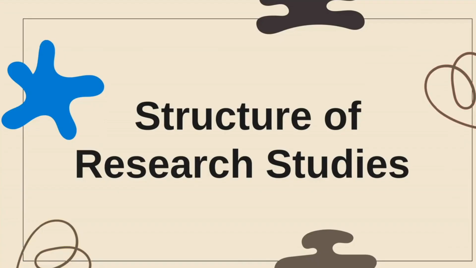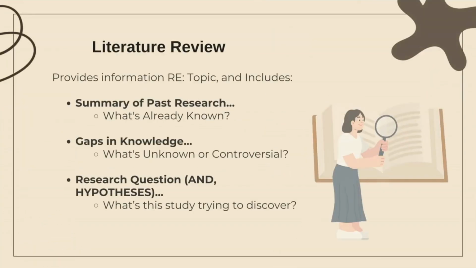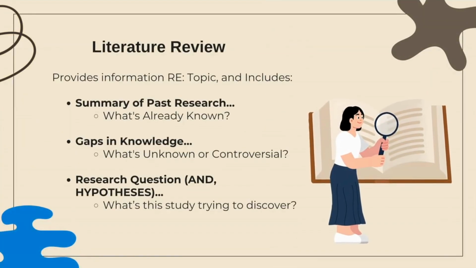Now that we've covered the different types of research, let's move into how a research study is actually structured. Understanding the structure is really important because it helps us break down studies more effectively and evaluate their overall strength and reliability. We'll start with the literature review.